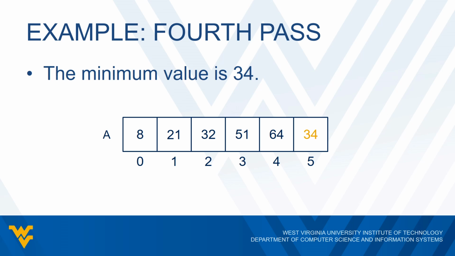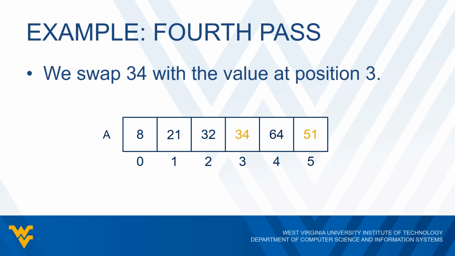We'll then search the array again to find the next smallest value. So we're going to start at A3. We search the remainder of the array. We find that 34 is the smallest value, and that's at position A5. We'll then swap 34 with the value that's at position 3. So in this case, we're going to swap 34 with 51.